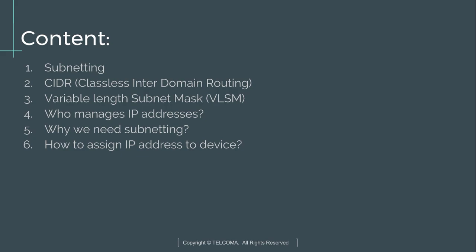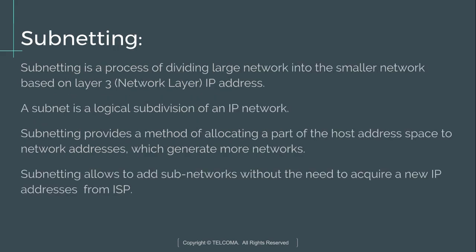So let's first discuss what subnetting is. Subnetting is a process of dividing a large network into smaller networks based on layer 3 IP addresses. This means the larger networks are divided into smaller networks by doing the subnetting of the IP addresses. That is the network layer of the OSI model. A subnet, or subnetwork, is a logical subdivision of an IP network, and the practice of dividing a network into two or more networks is called subnetting.